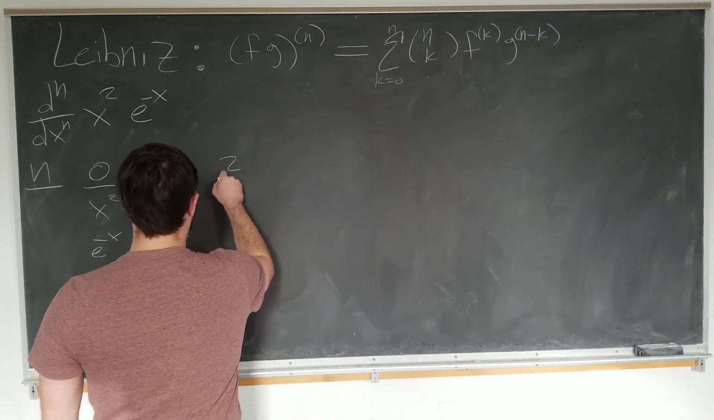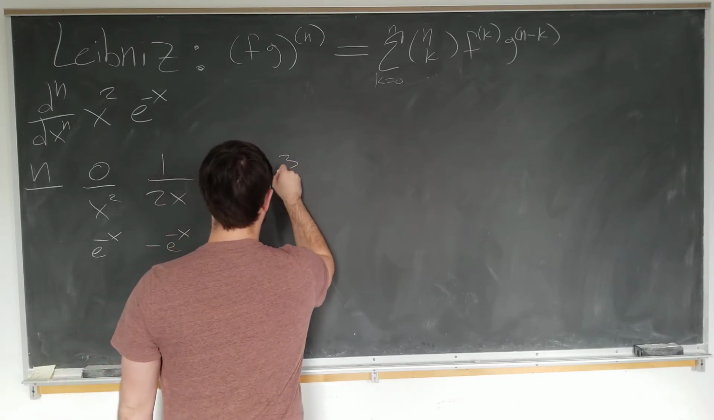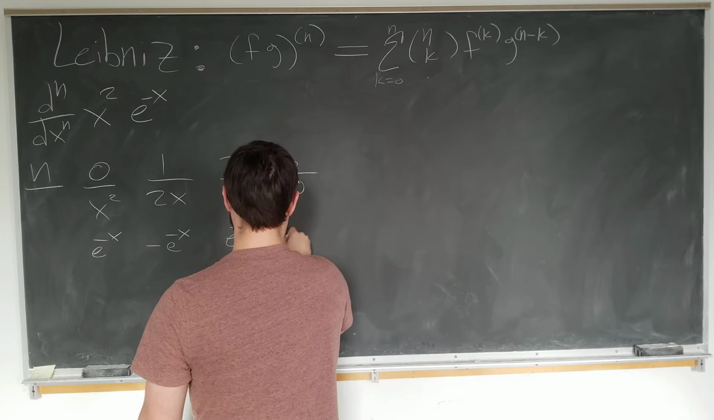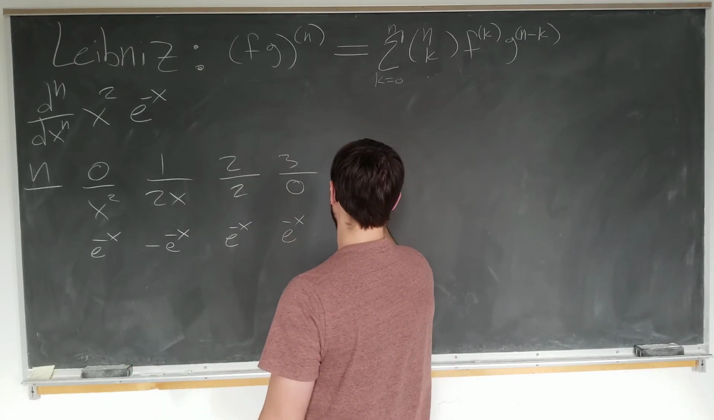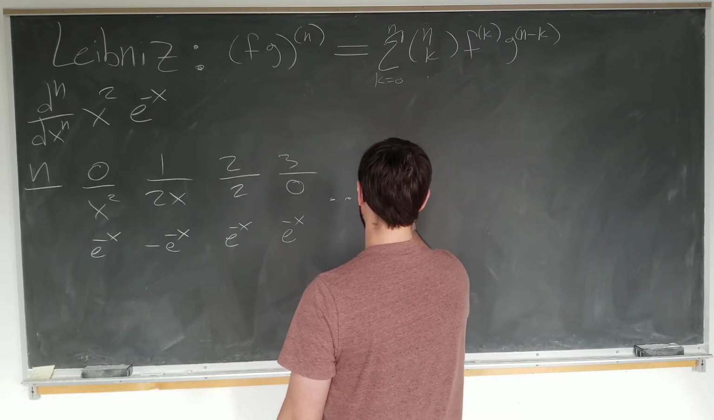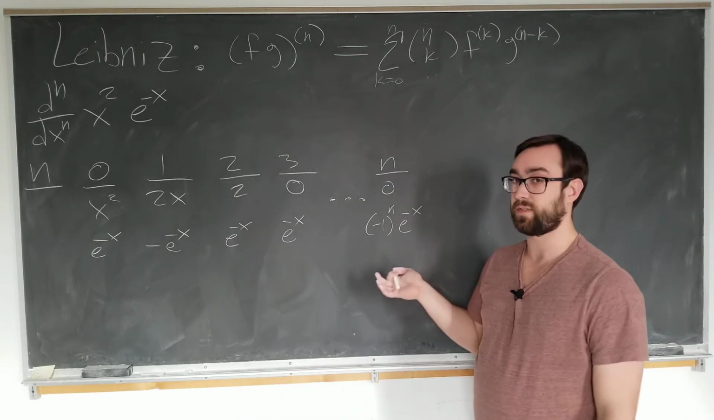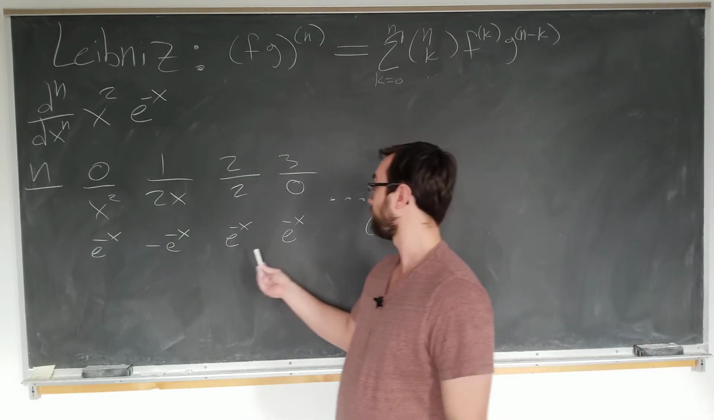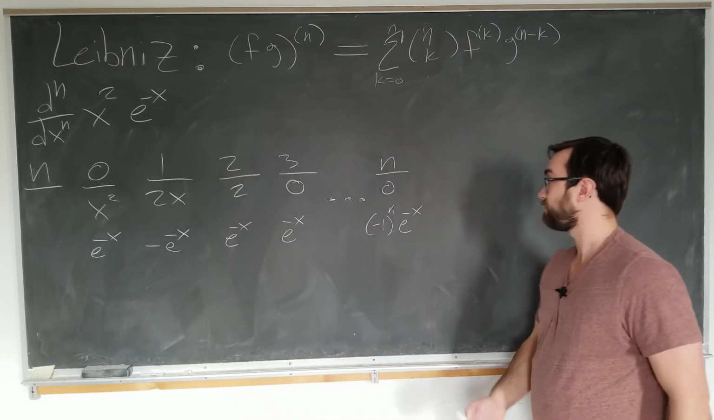And the second derivative becomes 2e^(-x), then 3, finally going to 0, e^(-x). And this will continue n times till we have 0 and we have (-1)^n e^(-x). So if you have an odd number of derivatives, you're going to have a minus x. If you have an even number of terms, you're not going to have a minus x.